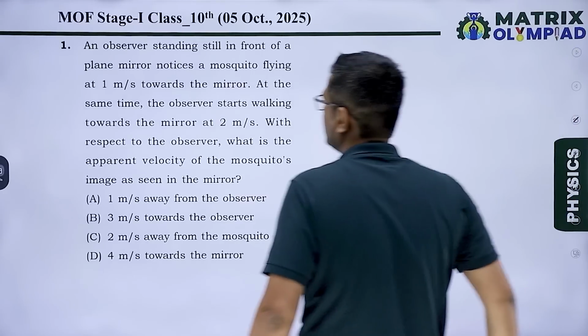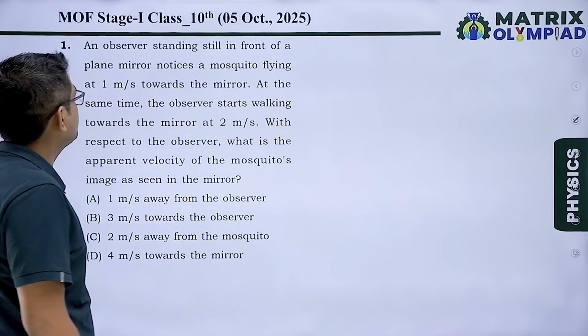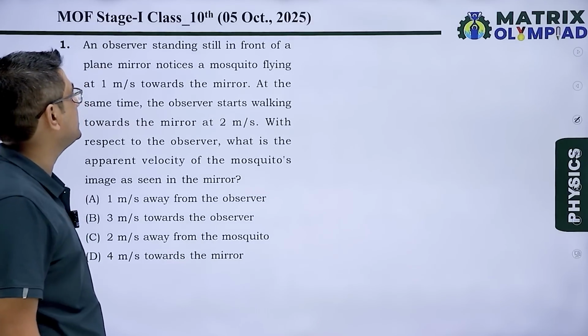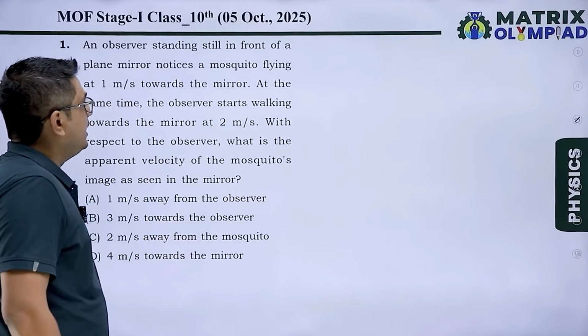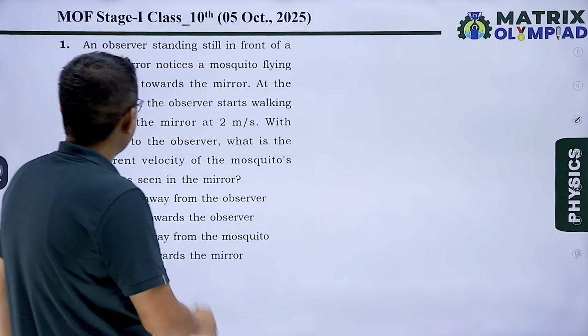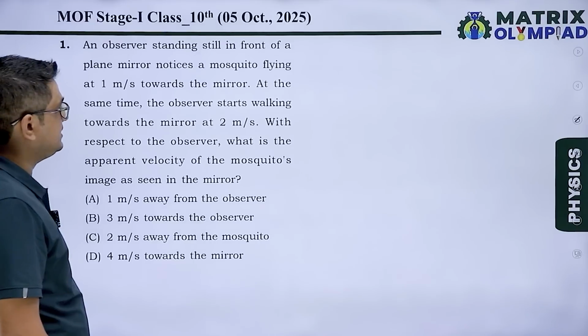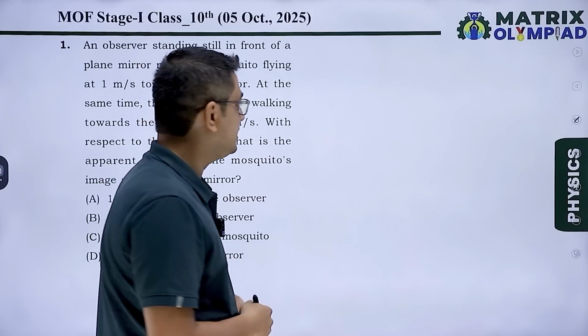Question number 1. In question number 1 it is said an observer standing still in front of a plane mirror notices a mosquito flying at 1 meter per second toward the mirror. At the same time, the observer starts walking toward the mirror at 2 meter per second. With respect to the observer, what is the apparent velocity of mosquito's image as seen in the mirror? So, we have to find the apparent velocity of the image.